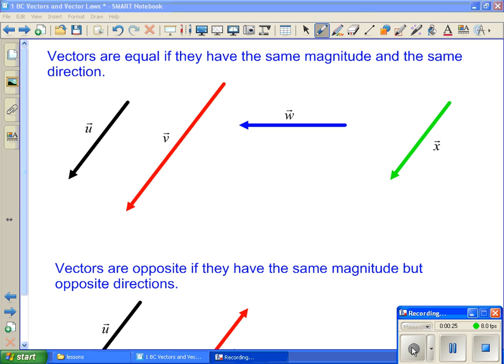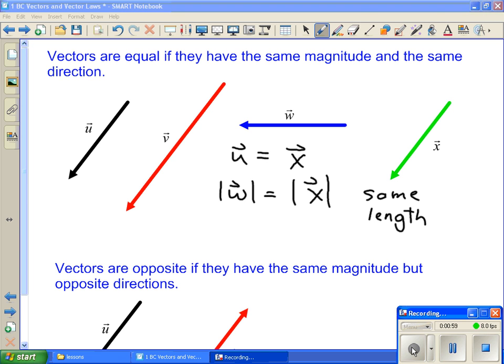So we can say that vector u equals vector x. Same magnitude, same direction. Now, if we're just comparing the magnitudes of the vectors, we're just comparing the lengths of those arrows. So if we look at w and x here, those two look to be about the same length. So we can say that the magnitude of w is equal to the magnitude of vector x, okay? Because they have just the same length. But the vectors themselves are not equivalent because we have to have both the same magnitude and the same direction.